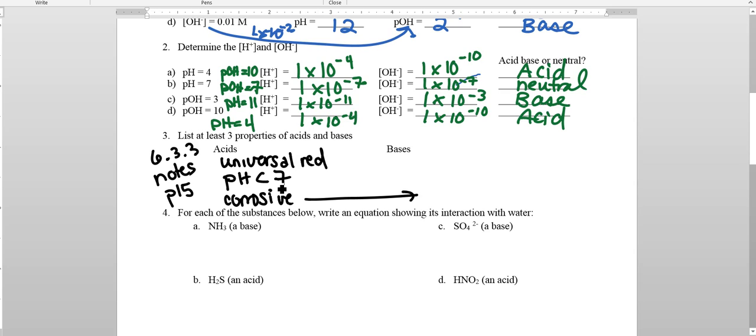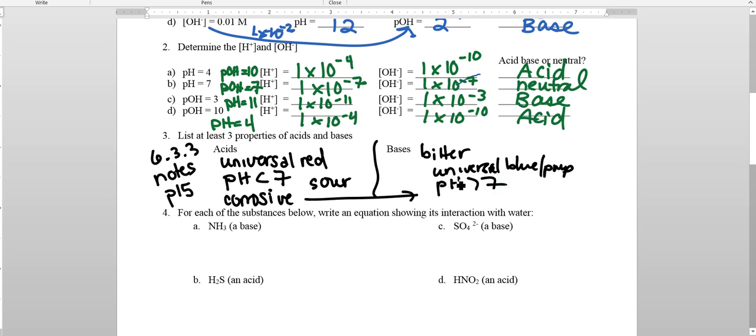So you're looking for properties like that for your acids or bases. You could say acids taste sour. You could say your bases taste bitter. They turn universal indicator maybe blue or purple. The pH is greater than 7. They're also corrosive. So those are the types of things we're looking for there.